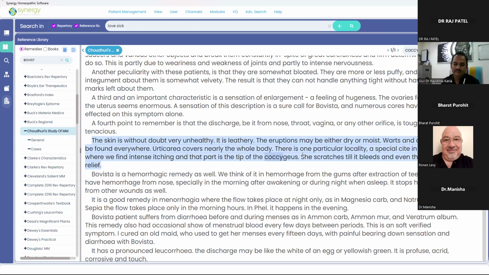This is Mephitis. In Bovista, there is one particular locality, a special site, where you find intense itching, and that part is tip of coccyx. It scratches till it bleeds. Even then, there is no relief. The locality, the affinity for local things, what Boger says, part affinity.